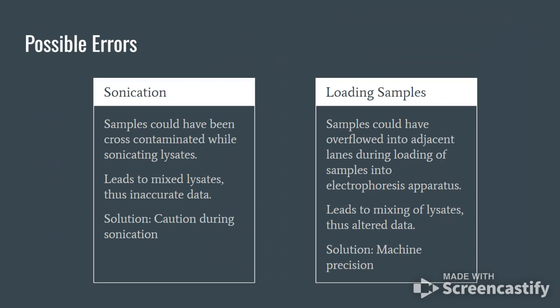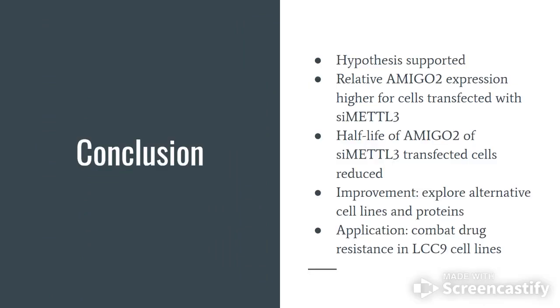Some possible errors include cross-contamination during sonication and loading of samples into the electrophoresis apparatus. The conclusion was that the hypothesis was supported, and the relative AMIGO2 expression was higher for cells transfected with SI METL3 than that of the cells transfected with SI control and the control cells. An application is that the knockdown of METL3 can be used to increase AMIGO2 protein stability in LCC9 breast cancer cells, thus decreasing the resistance to tamoxifen therapy.